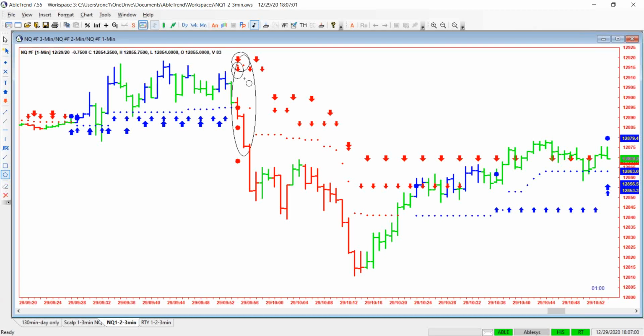So when you have everything blue, right in here, it's the open of the market, you're going to buy it. I'm sorry. Everything red, you're going to sell it. Buy on blue, sell on red.